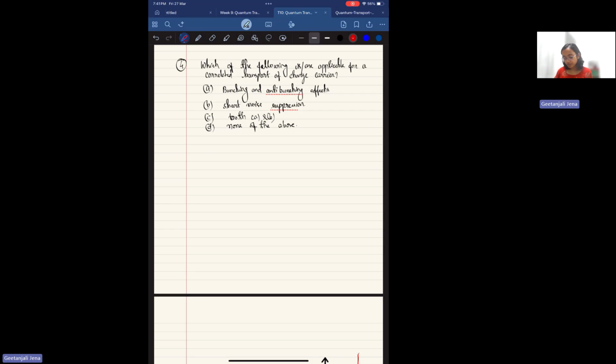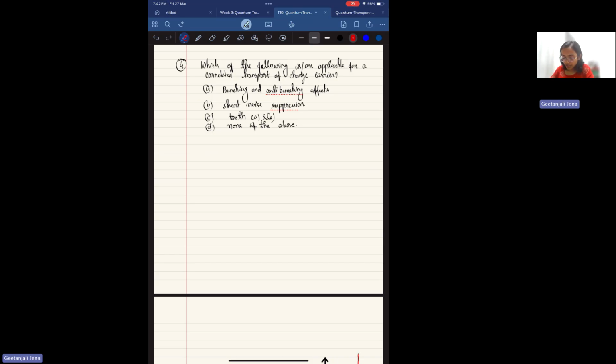Question number 4. Which of these following are applicable for a correlated transport of charge carrier? Option A, bunching and anti-bunching effect. Option B, it can show shot noise suppression. Option C, both A and B are correct for the correlated transport. Option D, none of the above.